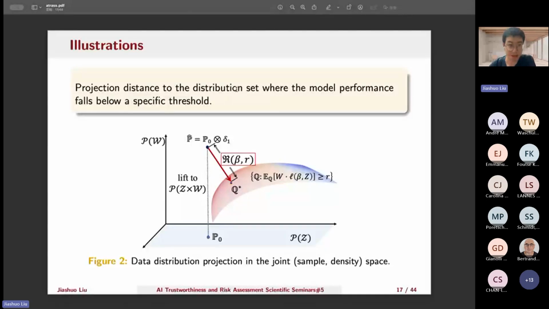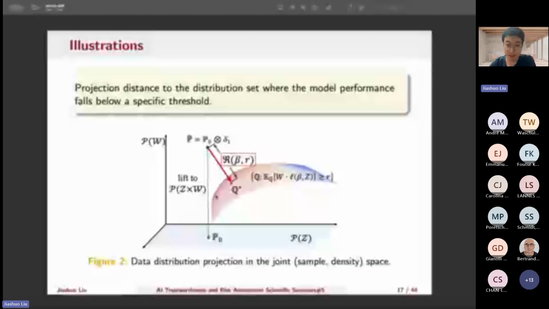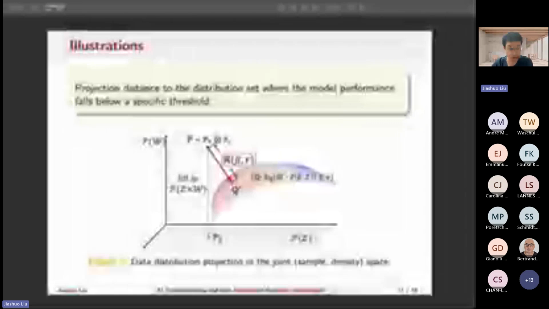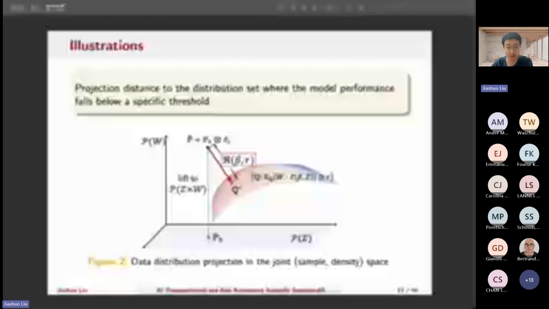And here our metric, this sphere, captures the distribution set where the model performance is not good and falls below the predefined threshold R. And this point is the original distribution. Our metric computes this kind of projection distance. If we solve this optimization problem, we can get the distribution Q star, and Q star captures the most sensitive direction where we can destroy our model in the easiest way. So that's what our stability measure means.